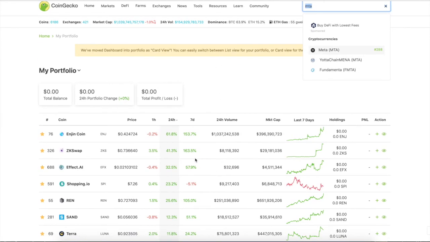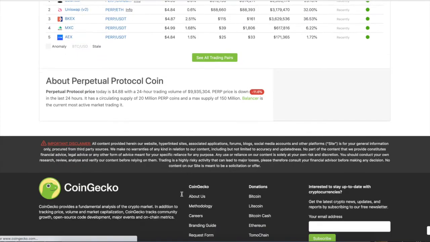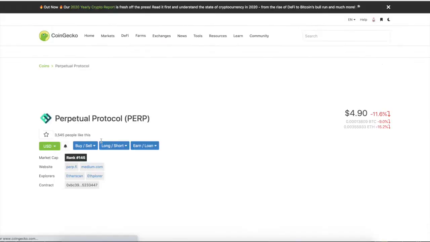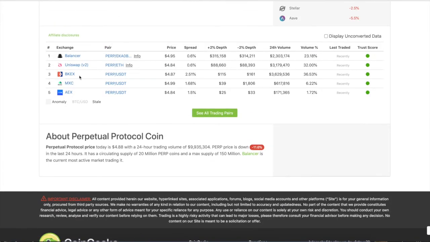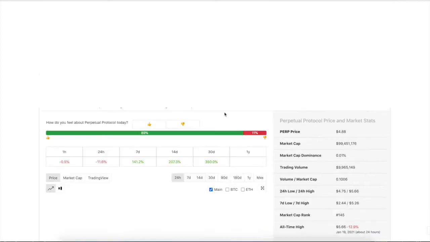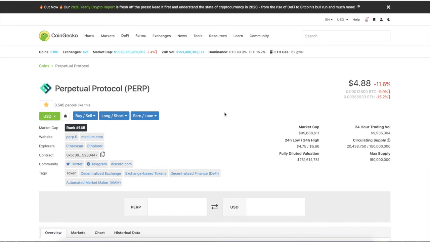What is Perpetual Protocol? You guys can get this on Uniswap. You can get it on Balancer. You can get it on a couple of smaller exchanges too. BKX, MXC, it's a Chinese exchange, and AEX. So, guys, that's Perpetual Protocol in a nutshell, what they're looking to do.